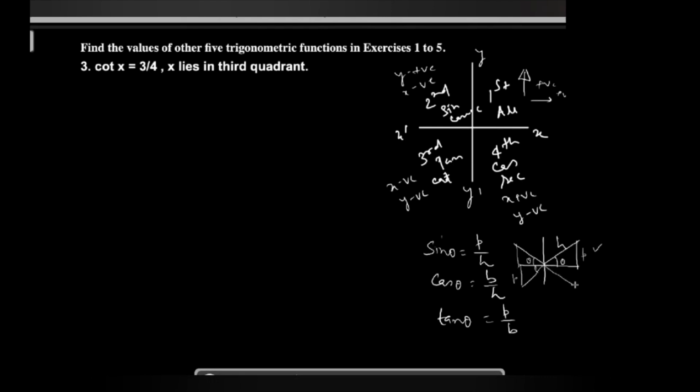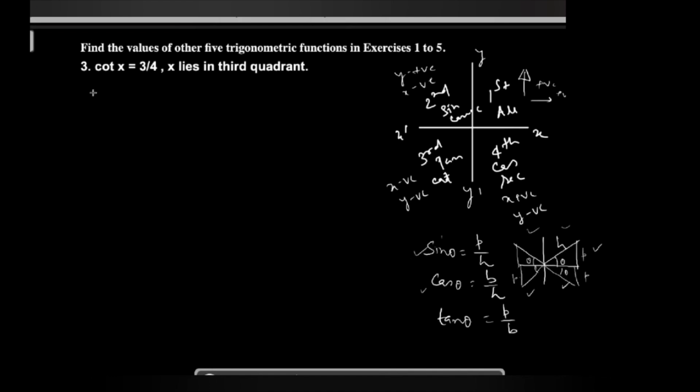And finally, P would be negative, but H would be positive. P would be negative, but B would be positive in this quadrant. So because of this reason only, sin theta is positive here and here, while cos theta is positive here, while tan theta is positive here, because P and B both are negative. We have discussed this in the previous lecture as well. So now you know the reason that sin, cos and tan are positive or negative in various quadrants.